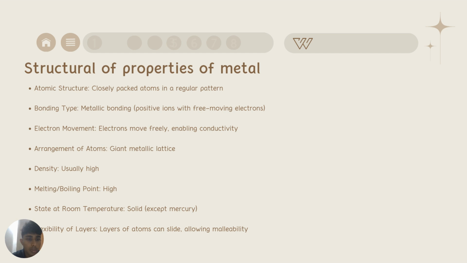Atomic structure, closely packed atoms in a regular pattern. For their bonding, metallic bonding, positive ions with free moving electrons, and their electrons move freely, enabling conductivity. And arrangement of the atoms, giant metallic lattice, and their density usually high, their boiling point high, and the state at room temperature solid except mercury, and flexibility of layers of atoms can slide allowing malleability.